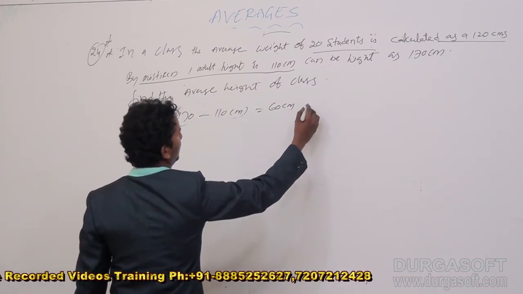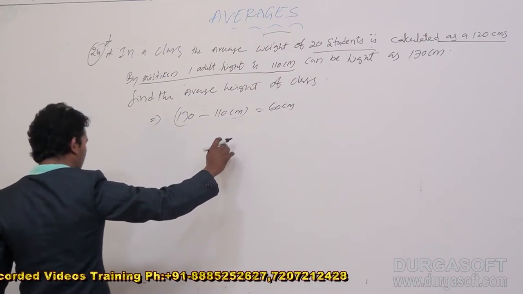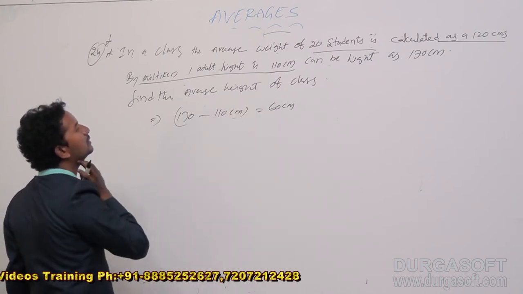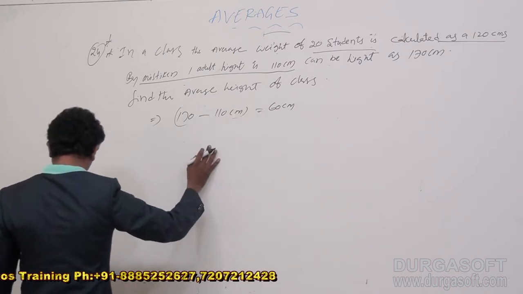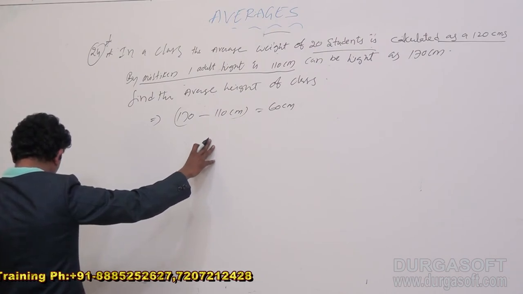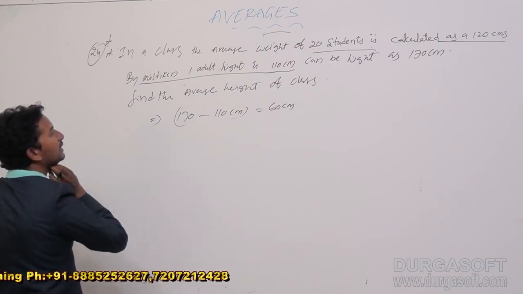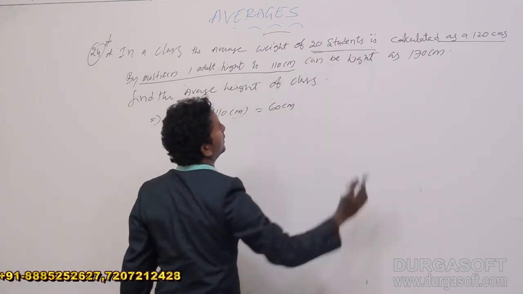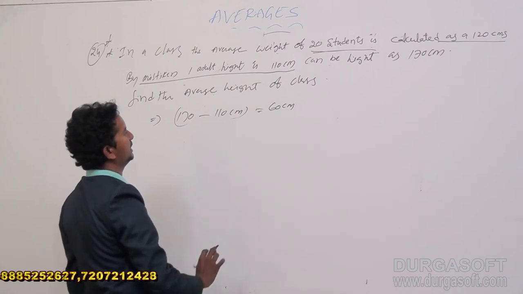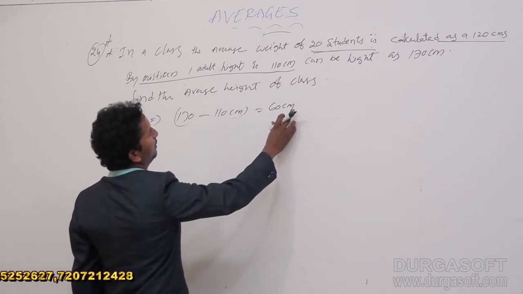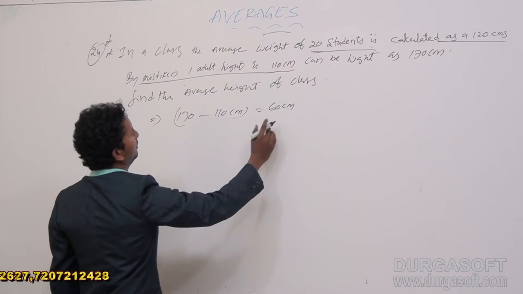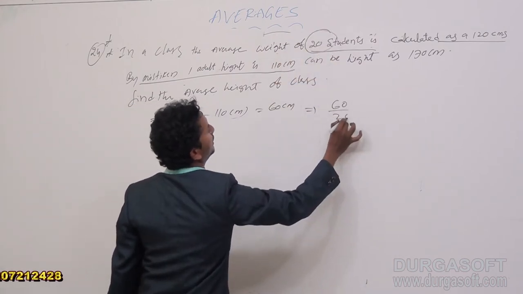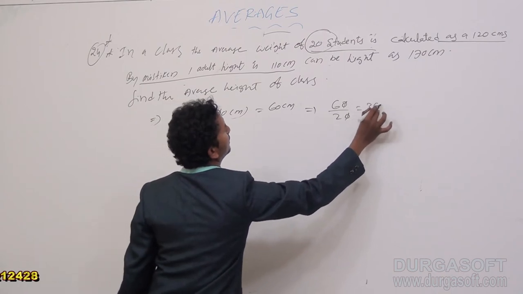In that one, 120 centimeters out of 60 centimeters is calculated. Now, what is this one? 170. Now, the remaining 60 by 20 centimeters. In class, the 20 students are there, calculated as 120 centimeters. Now the total 120 centimeters, the 60 centimeters will be wrong. Now think about the total number of students: 20 students are there, so 60 by 20 is equal to 3 centimeters.